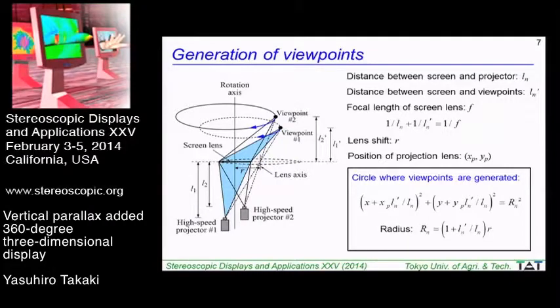The lens shift amount is denoted by R, and the position of the projection lens is denoted by XP and YP. The circle where the viewpoints are generated is given by this equation, and the radius of the circle is also given by this equation. Not only the height of the circle, but also the radius of the circle depends on the height of the projector.